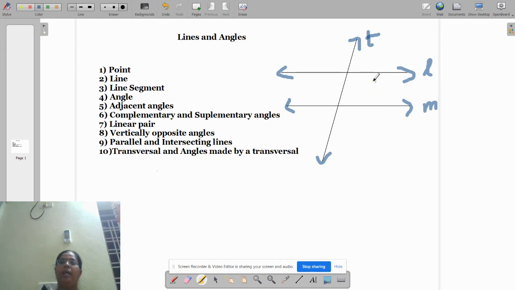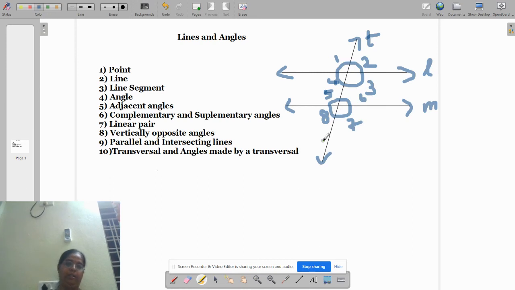Here, with the help of a transversal you got 4 angles here and also 4 more angles here. So let us name them as angle 1, 2, 3, 4, 5, 6, 7, 8. Now here we have 8 angles.